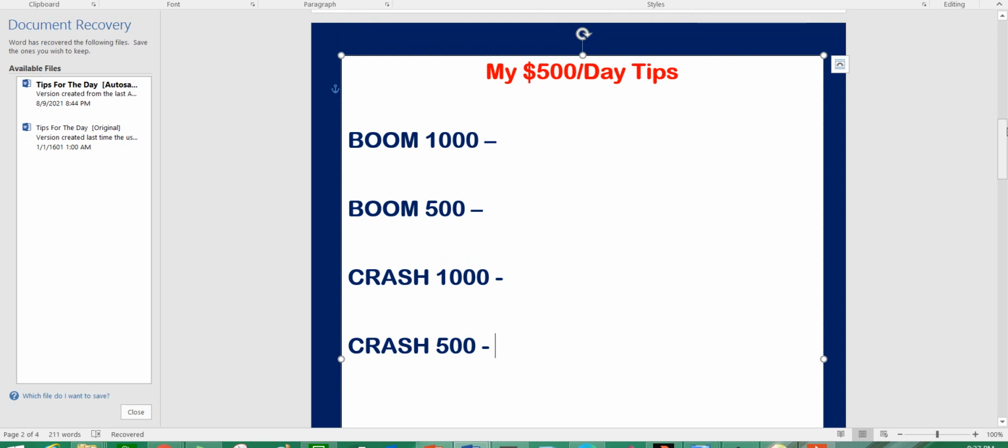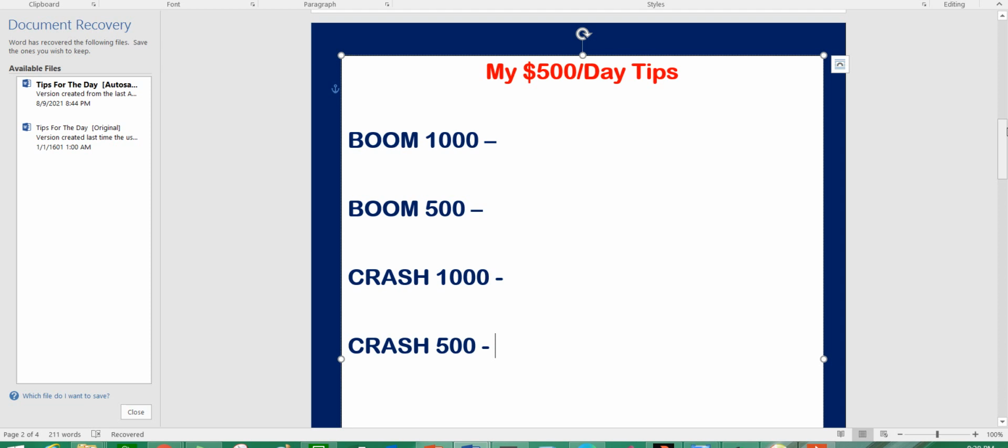I titled this my $500 per day tips for trading boom and crash. Let me quickly say this because a number of people will be asking me, how can I make the $500? The $500 depends on your own trading capital and also your lot size. I'm not saying if you have $10 you should be able to make $500 with it in a day. I'm not saying it is not possible either, but such cases are rare. So I'm not going to promise you something that looks very impossible. So let's go straight into the trading platform.